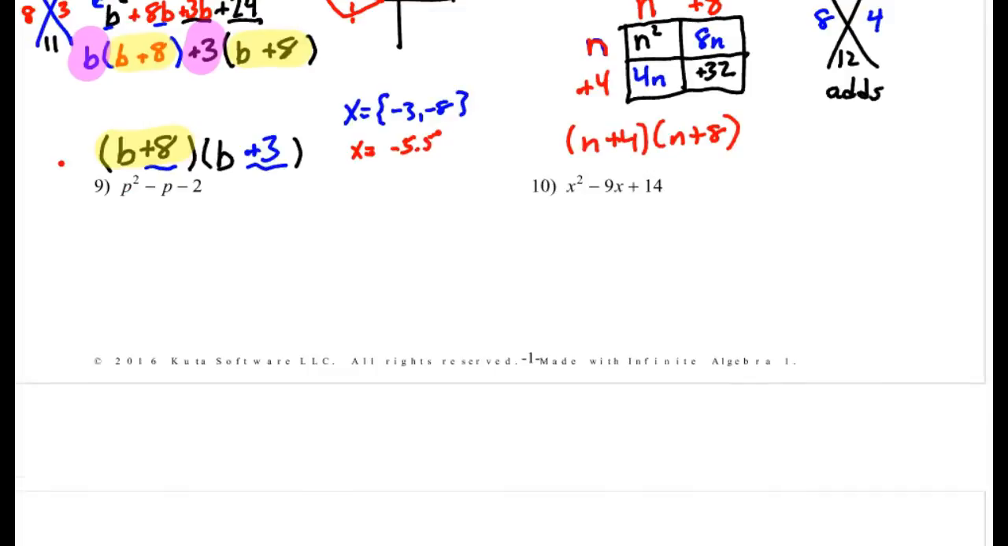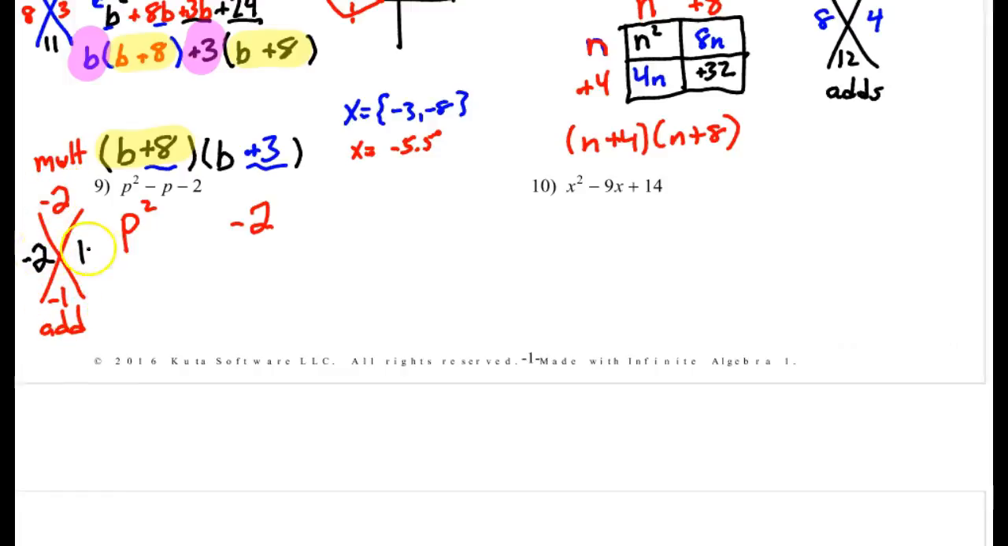On the first one, we'll have p squared. We'll have the minus 2, but we need to find two numbers that multiply to negative 2 and add to negative 1. So what are those two numbers? What do we get? So we got negative 2 and positive 1. Those multiply to negative 2 and they add to negative 1.